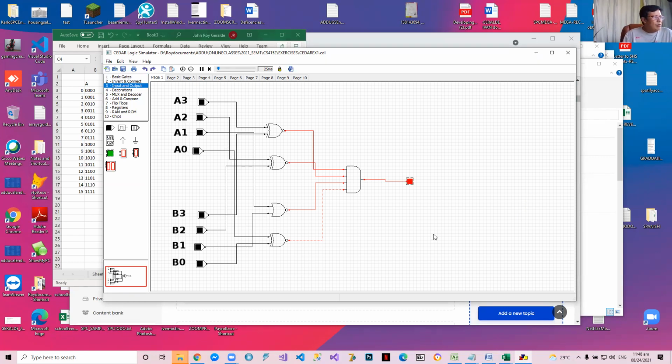Okay. So this is red, which means they are equal. If I put it like this, they're not equal. They are equal. This, they're not equal. This, they become equal. Do you follow? So this is a word comparator.